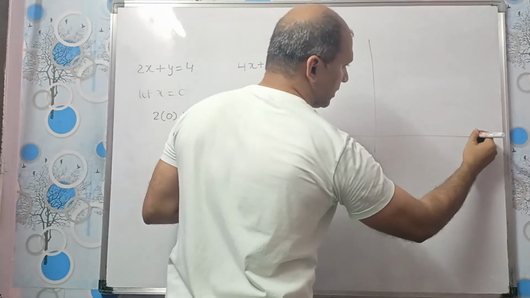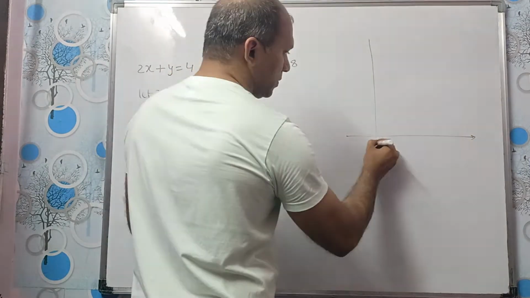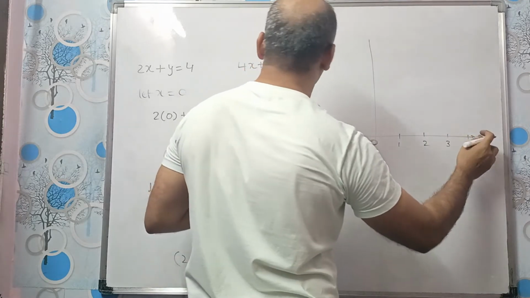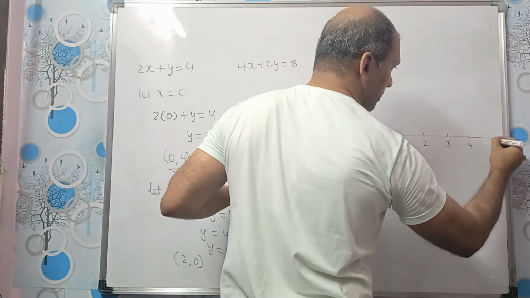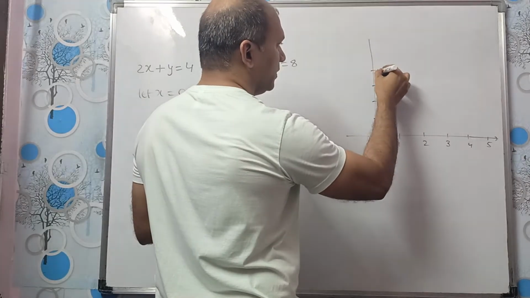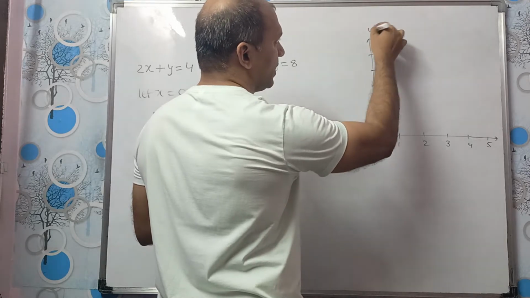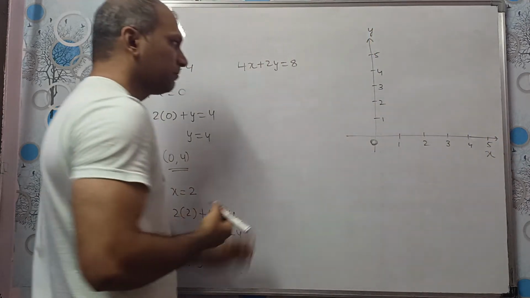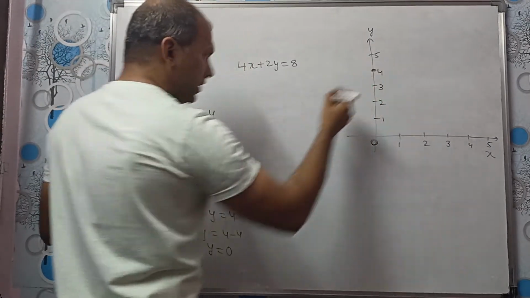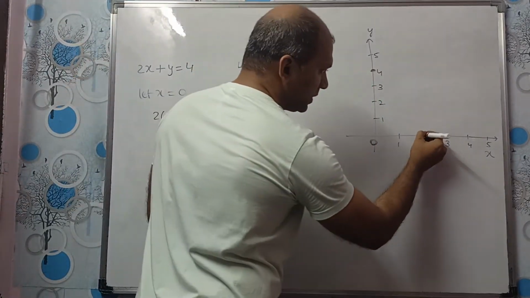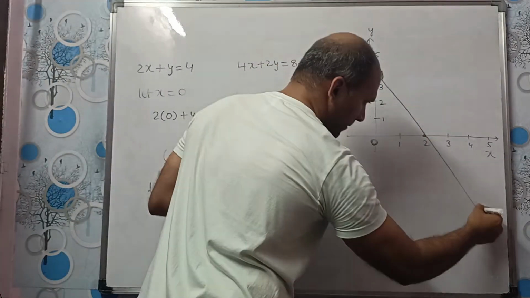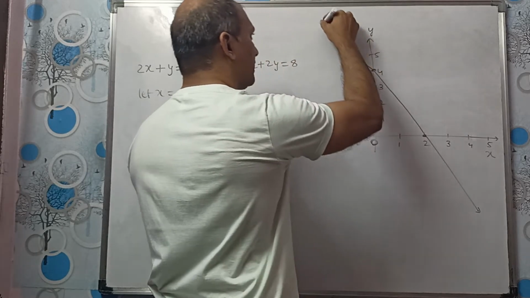Let us draw the graph. So this is 0, this is 1, 2, 3, 4, 5 and so on, on both axes. This is the y-axis and this is our x-axis. This point is 0 comma 4, and this is 2 comma 0. So join these two points and extend this straight line like this.